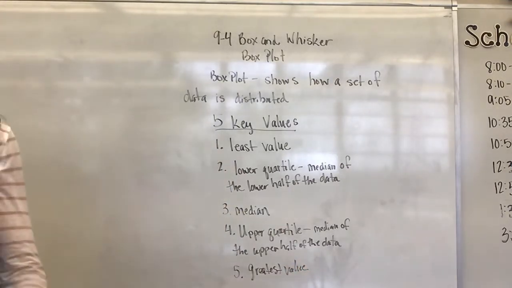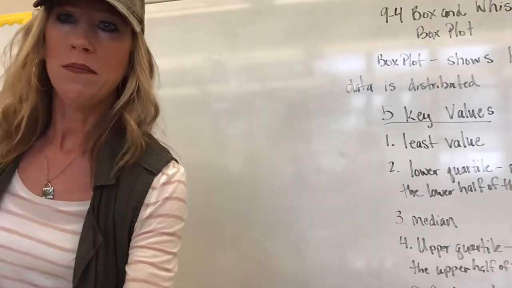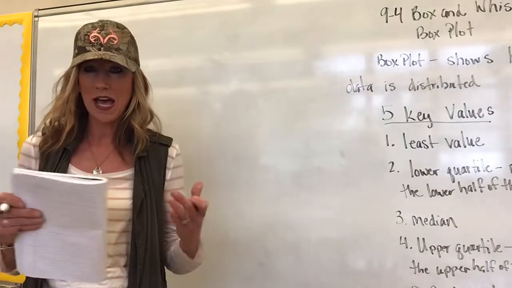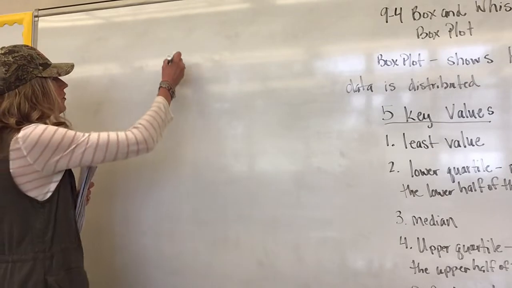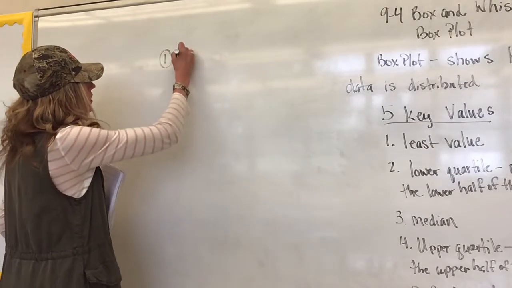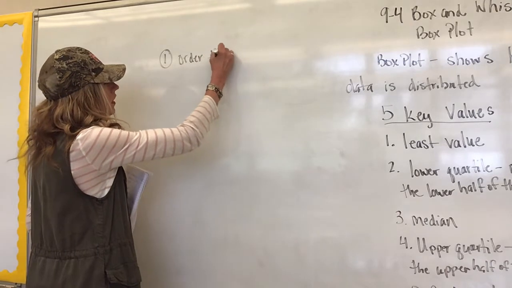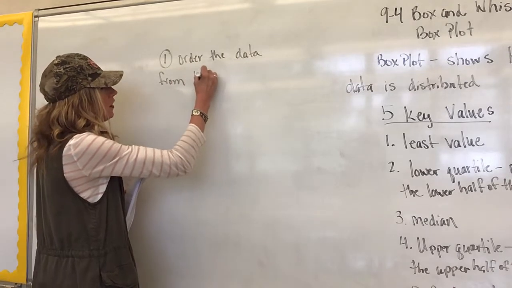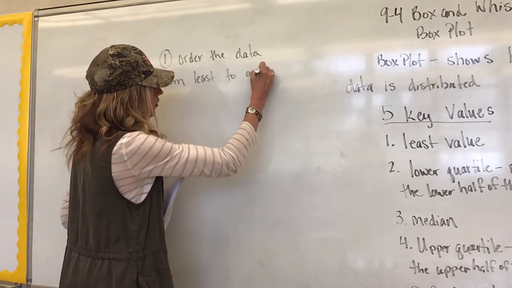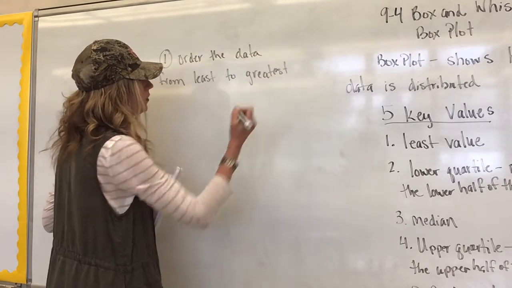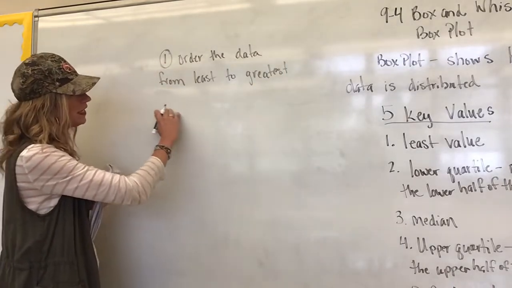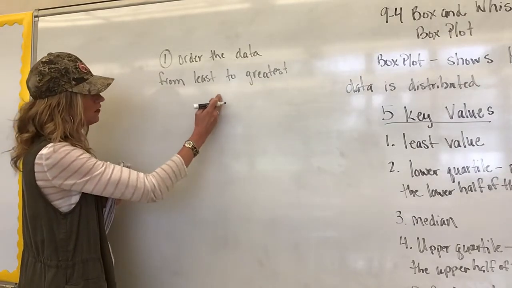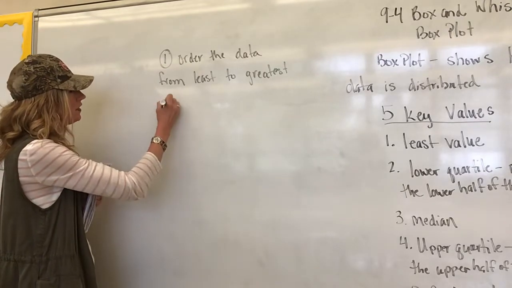Now, how do we do this? Okay, let's move over here. So we have our 5 key values. This is how we're going to do it. First of all, we're going to look at our data, whatever information we're gathering. The first thing we're going to do, number 1, is order the data from least to greatest. Okay, that's a simple process. We've been doing this a lot. Like when we're finding a median, we order that data. Here's our least, here's our greatest. We find the middle number. That's finding the median. We're just going to be doing the exact same thing, ordering the data.